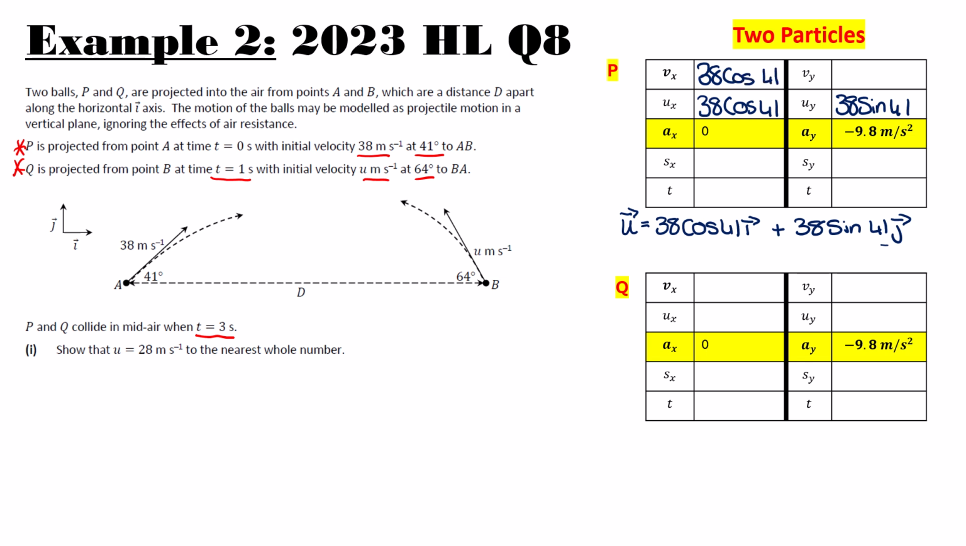So we know they collide after 3 seconds, so I'm going to add 3 into my time here. That's kind of all the information I have for P. Then for Q, I can do its initial, so I'm going to label that U of Q. Its initial is U, so we don't know it, U cos 64 degrees i plus U sin 64 degrees j.